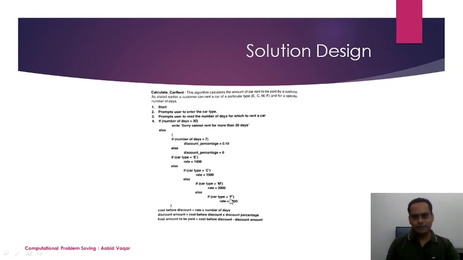So once we know the rate of rent and rate of discount, we can use some formula and calculate total rent before discount and calculate discount and then the discounted amount. So this is the design we will be using to write a code. Now when we have finalized our design, next step is to translate this design into a particular language.